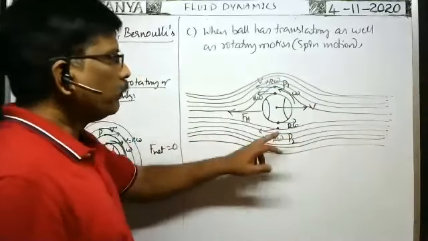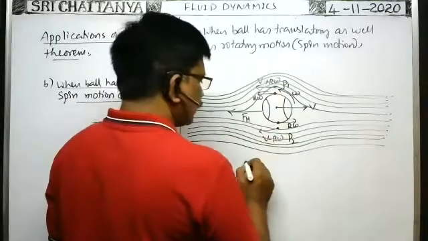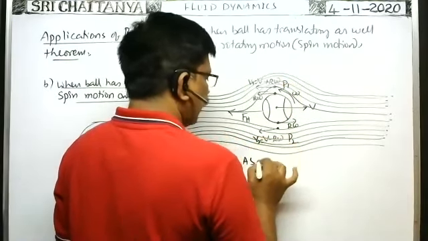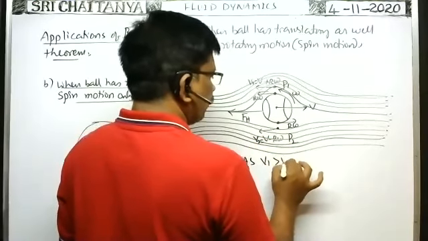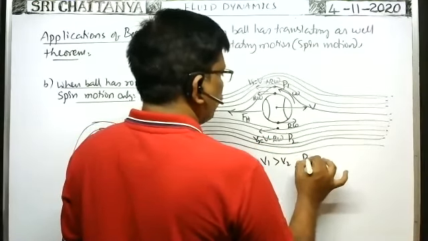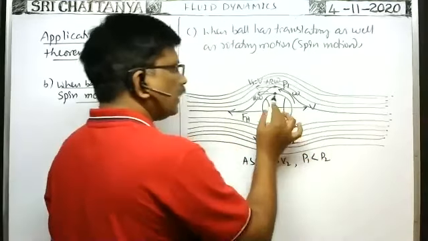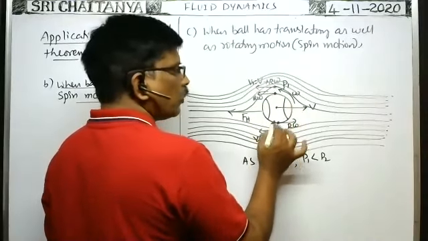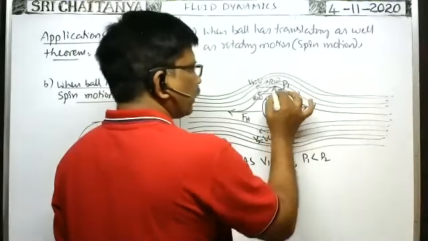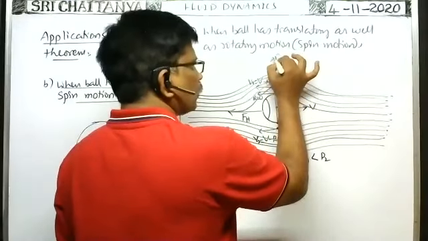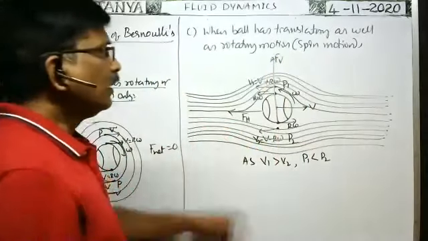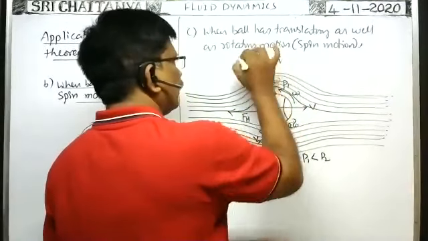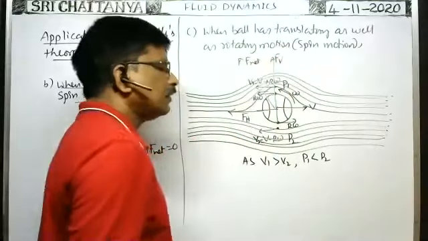According to Bernoulli's theorem, as here the velocity is V1 and here the velocity is V2, as V1 is greater than V2, then P1 is less than P2. P1 less than P2 means, along the vertical direction because of the pressure difference, as pressure at the bottom is more, a resultant force acts on the ball in the vertically upward direction. The resultant of these two forces acts in between these two, somewhere here. That is the net force.